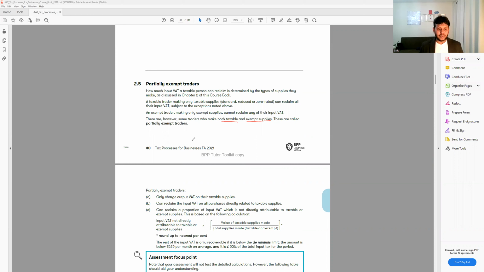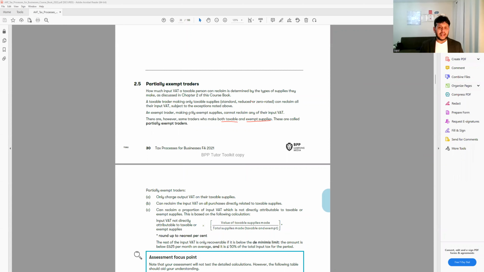So let's read this one quickly. It says, how much input VAT a taxable person can reclaim is determined by the type of supplies they make. A taxable trader making only taxable supply, standard, reduced or zero rated, can reclaim all their input VAT, subject to the exceptions noted above.